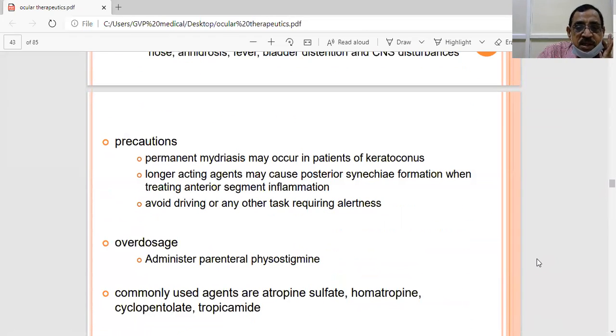So the precautions: permanent mydriasis may occur in patients with keratoconus. Longer acting agents may cause posterior synechiae formation when treating anterior segment inflammation. That also we should keep in mind. You should avoid driving or any other task requiring alertness after the usage of these drugs. For overdoses, administer parenteral physostigmine. The commonly used agents are atropine sulfate, homatropine, cyclopentolate, and tropicamide.